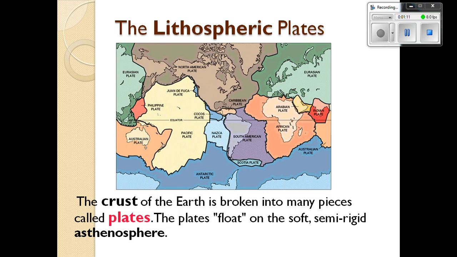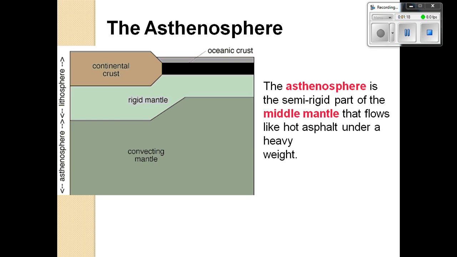These plates float on the soft, semi-rigid asthenosphere. It's a mouthful to say, but keep it in mind. The asthenosphere is the semi-rigid part of the middle mantle that flows like hot asphalt under a heavy weight. So you have your lithosphere and then you have your asthenosphere.